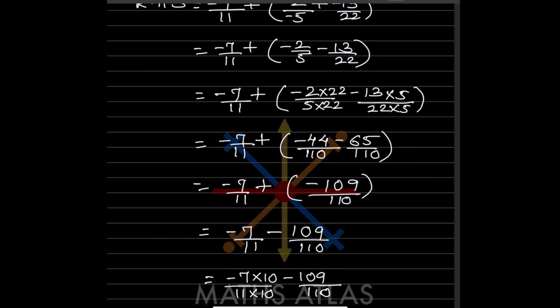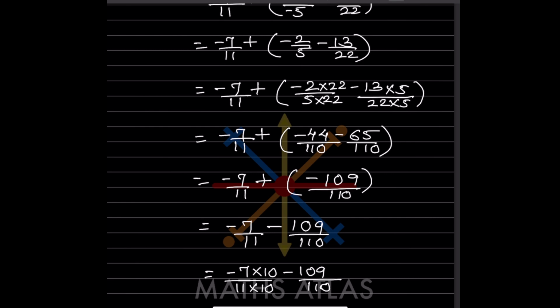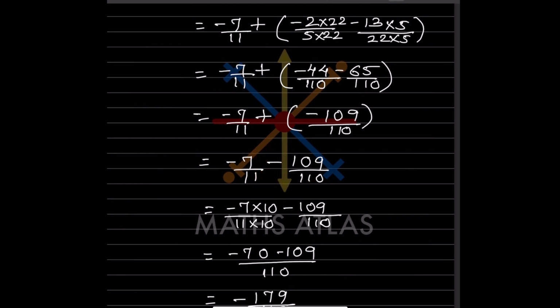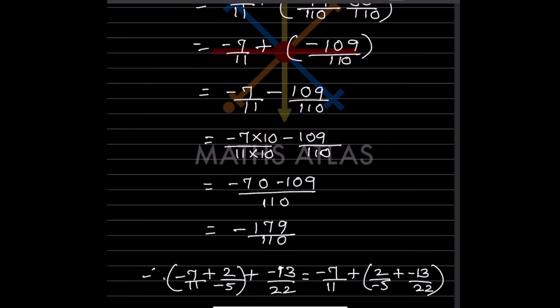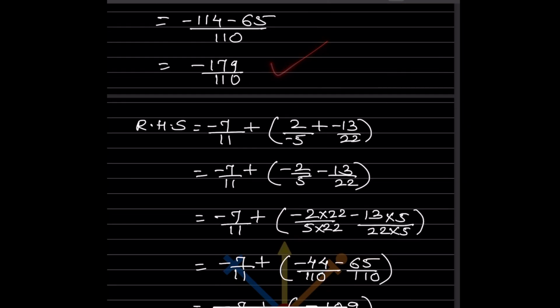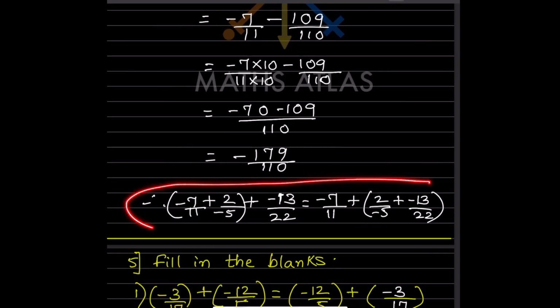So just look at the sign. Wherever there is plus and minus, you have to make it minus. So here will be minus. Now again here we have to do twice. So 110 and here is 10. So 11 tens are 110. So here this will be minus 70, minus 109. So when you add this, that will be minus 179 divided by 110. So you got both the LHS and RHS the same. So we can say this is equal to this one.